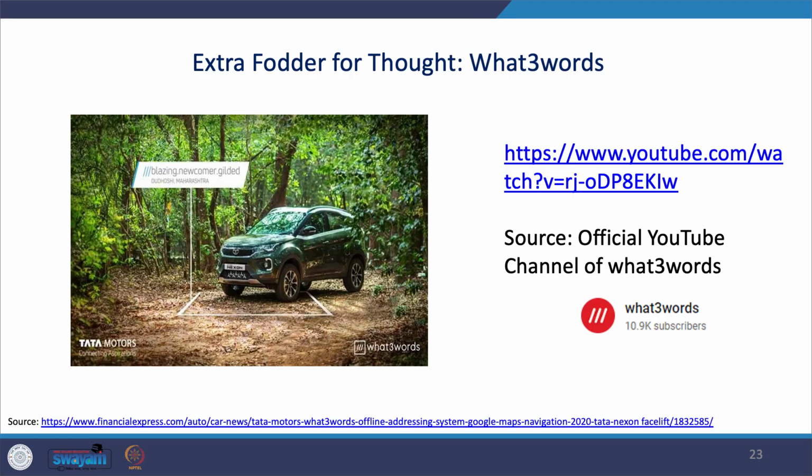Now this is very different from Google Maps. We'll also be discussing it, and I'll be sharing a snapshot which will give you a perspective of how what3words is different from Google Maps. But to understand more of it, we'll be looking at this video which will explain how what3words works. So please have a look at this video and then we'll move forward.